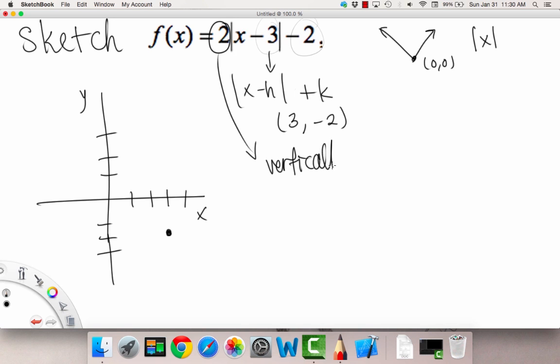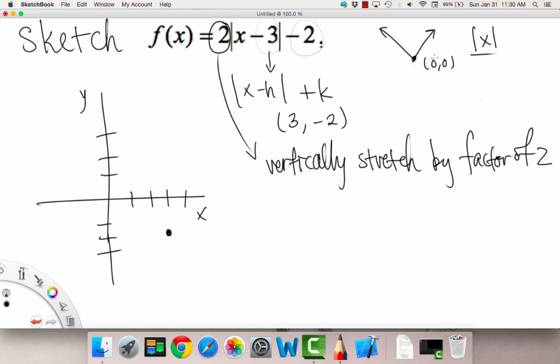So vertically stretch by a factor of 2. So what does that mean? Just for our purposes, you know how I said an absolute value graph is essentially 2 linear graphs stuck together at the vertex point. So the vertical stretch by a factor of 2 just means that the lines that compose our graph are actually going to have a slope of 2 and negative 2 respectively, as opposed to 1 and negative 1 for our normal absolute value graph, okay?